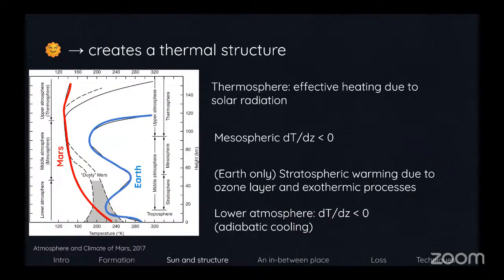So one thing that comes out of this behavior is that you can get very different thermal structures in an atmosphere, depending on particular planetary parameters and how far it is from the sun and so on and so forth. So I put two here as an example for Mars and Earth. We've got temperature on the bottom axis and height in the atmosphere on the y-axis.